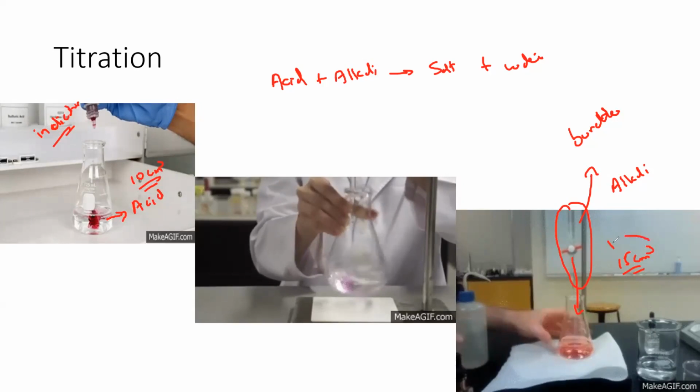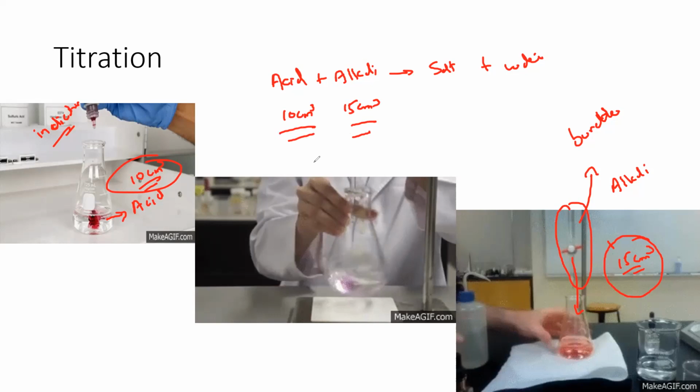Once the indicator shows a color change, we can identify how much acid is needed to react with an alkali. Because without an indicator, if I mix them together, I cannot identify how much acid is needed for a complete reaction with an alkali. In this example, we took 10 cm³ of acid and it reacted with 15 cm³ of alkali. Now we identify that 10 cm³ of acid needs 15 cm³ of alkali.